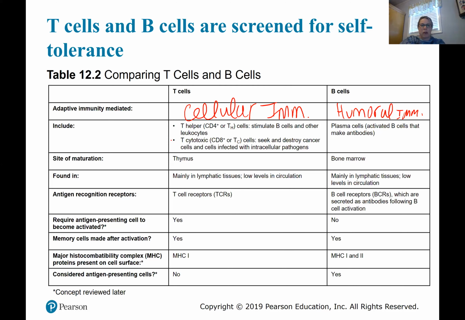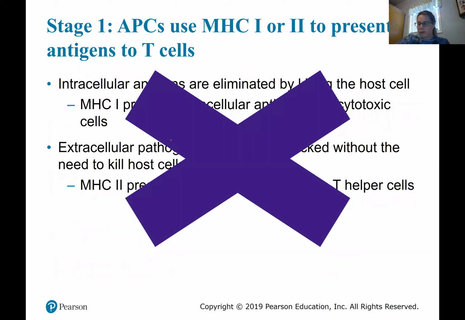I'm going to skip a couple of other cells as well. This talks a little bit more about MHC cells. A couple more slides. This talks a little bit more about MHC proteins.